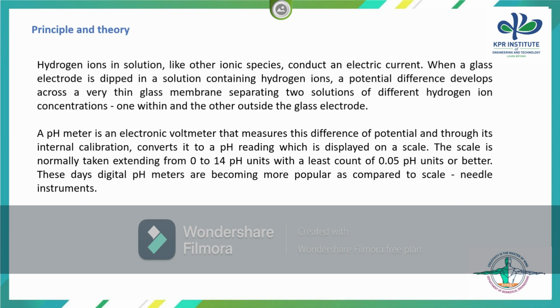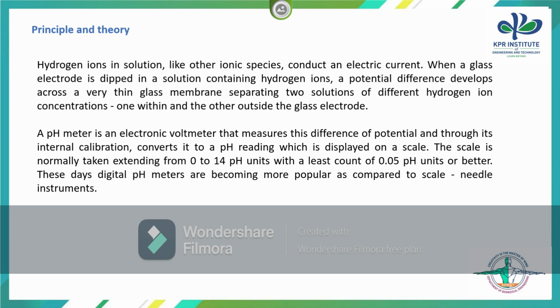Principle and theory. Hydrogen ions in solution, like other ionic species, conduct an electric current. When a glass electrode is dipped in a solution containing hydrogen ions, a potential difference develops across a very thin glass membrane separating two solutions of different hydrogen ion concentrations, one within and the other outside the glass electrode. A pH meter is an electronic voltmeter that measures this difference of potential and through its internal calibration converts it to a pH reading which is displayed on a scale.